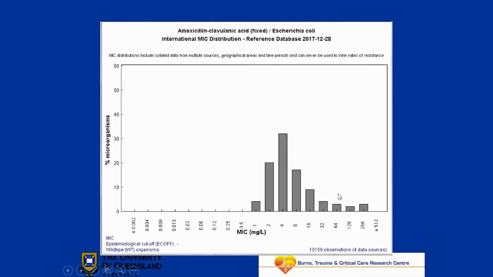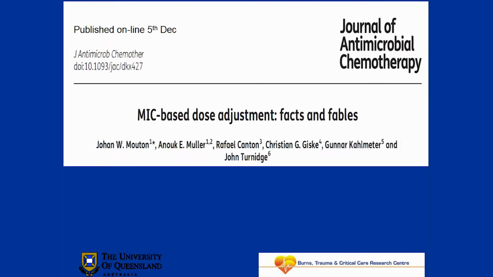And if you think that is explanatory and simple, I've tried to simplify it as I understand it, and I hope I'm right. But then you get this type of curve where you can't really look at sensitive and resistant. So this is even more difficult. If anybody is really interested in it, there was an excellent article with John Turnidge and Johan Mouton looking at some of these MIC-based adjustments. You can probably get a lot of the data out of that. It's really a good article, and I think it certainly changed my understanding of things.